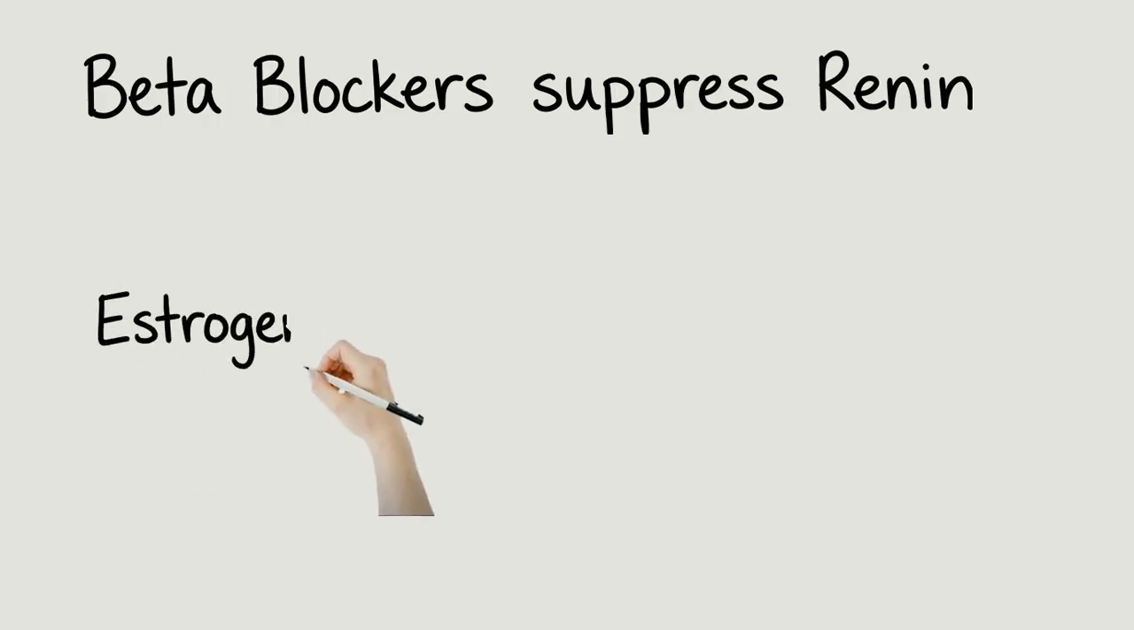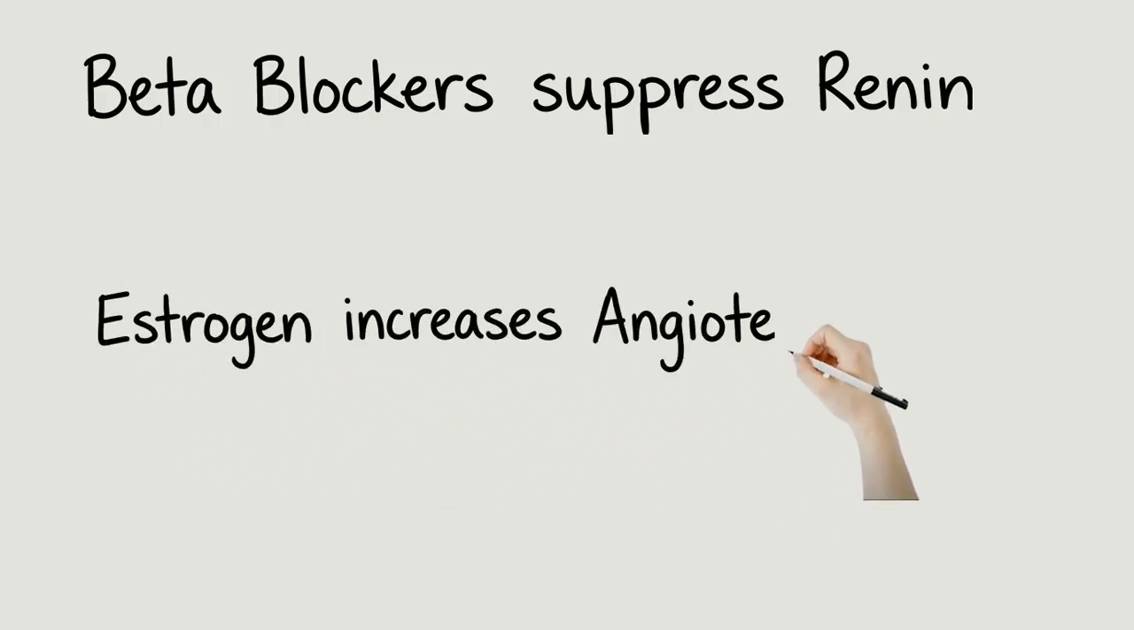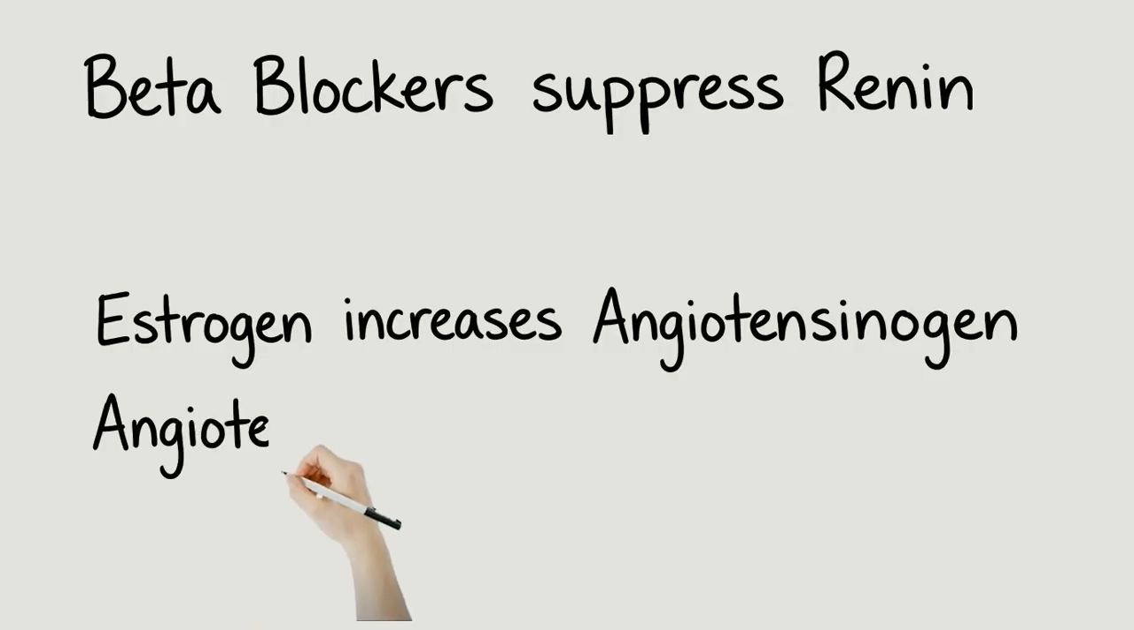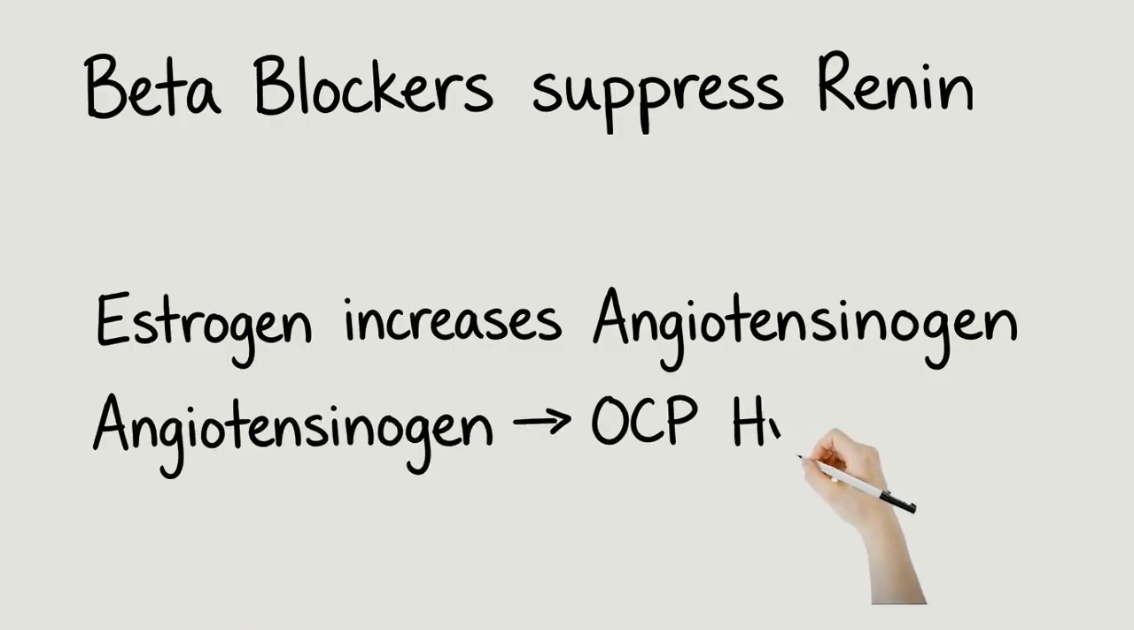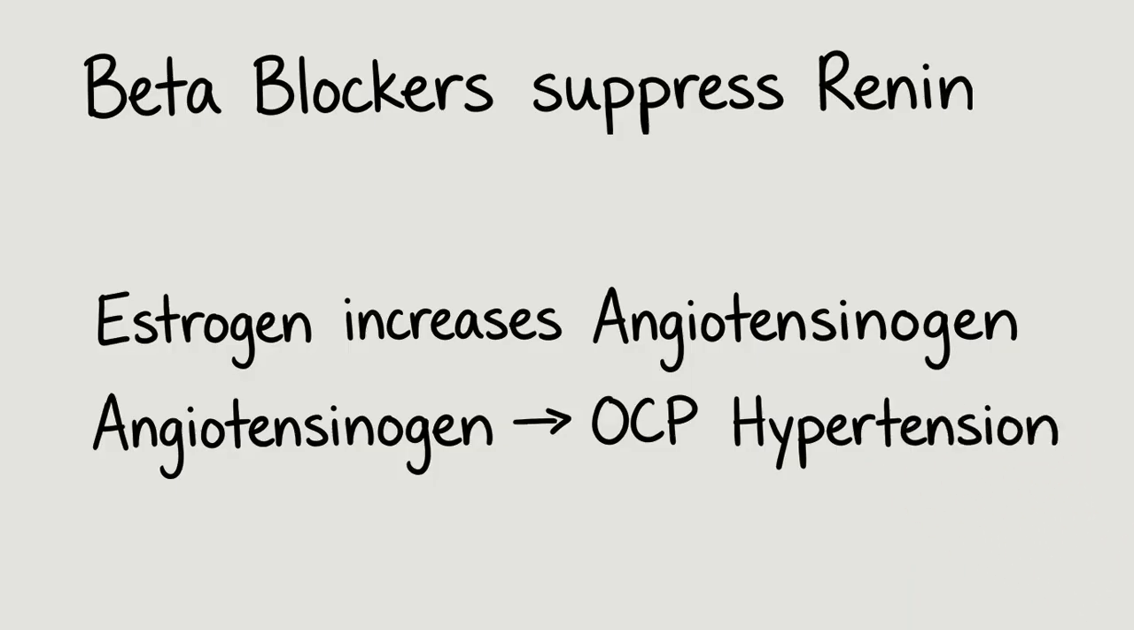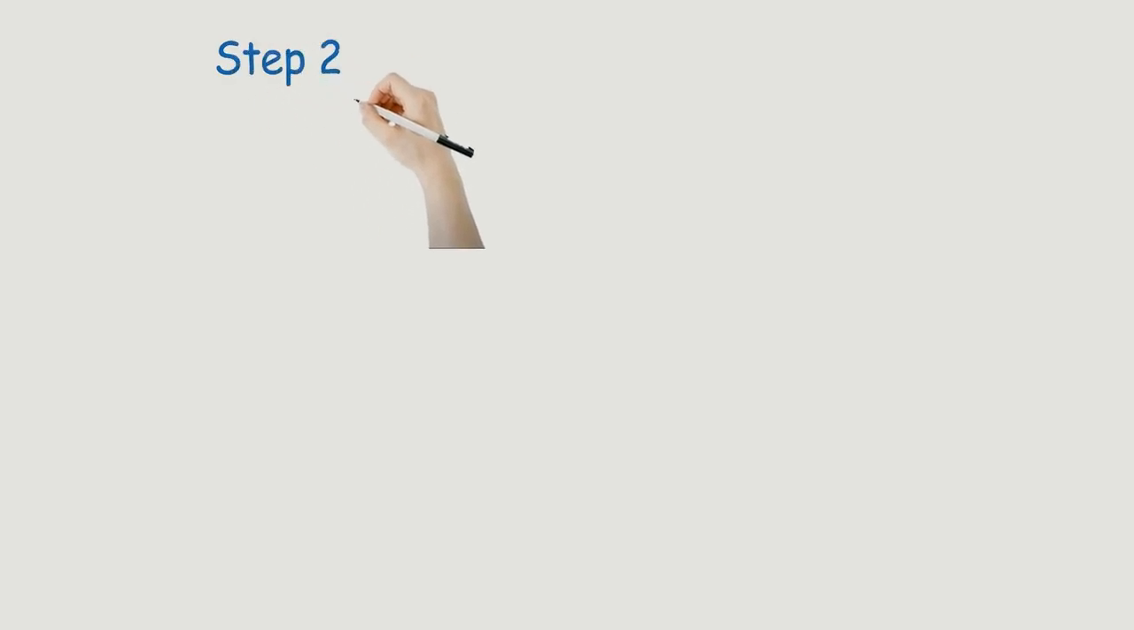And here's a one-liner most people skip. Estrogen increases production of the substrate renin uses, angiotensinogen, which is made in the liver. That's one mechanism behind oral contraceptive-induced hypertension. One sentence, tested.